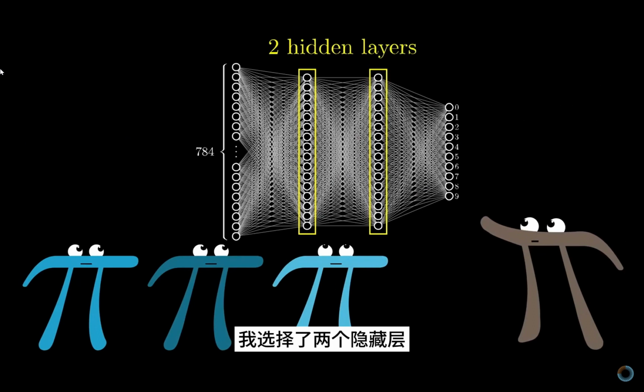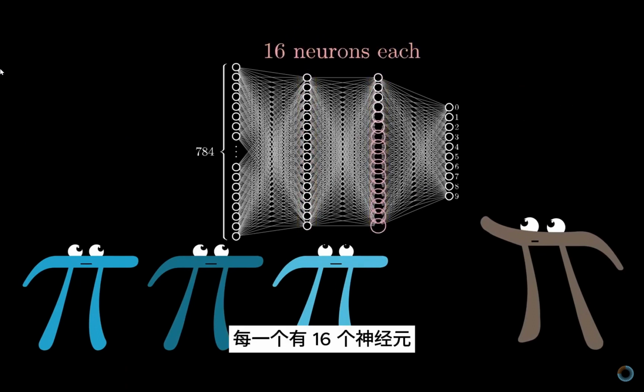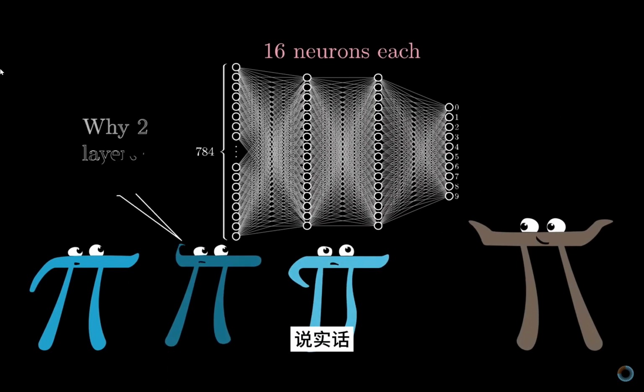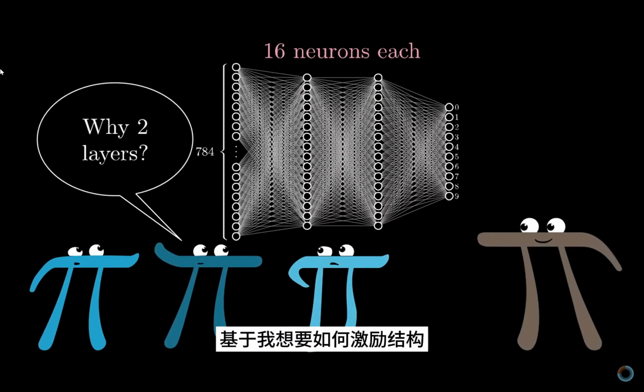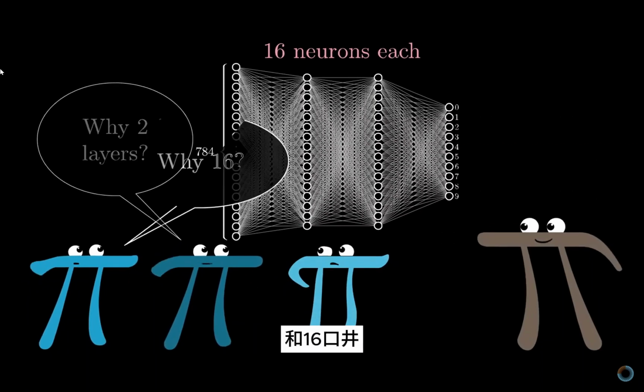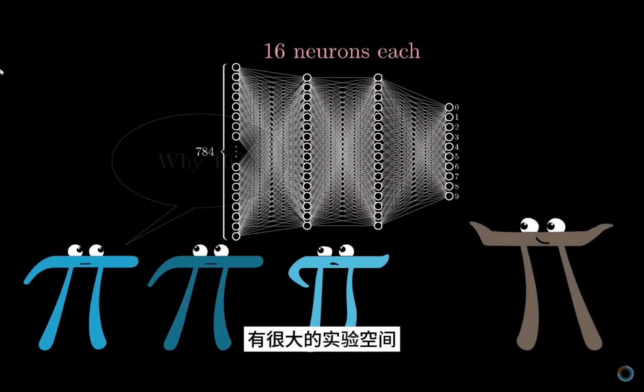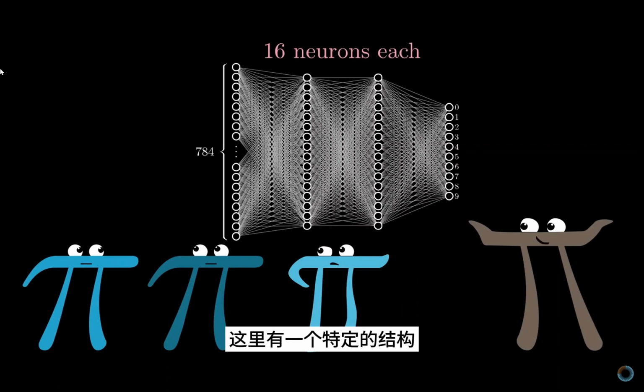In this network, I chose 2 hidden layers, each one with 16 neurons, and admittedly, that's kind of an arbitrary choice. To be honest, I chose 2 layers based on how I want to motivate the structure in just a moment. And 16? Well, that was just a nice number to fit on the screen. In practice, there is a lot of room for experiment with a specific structure here.